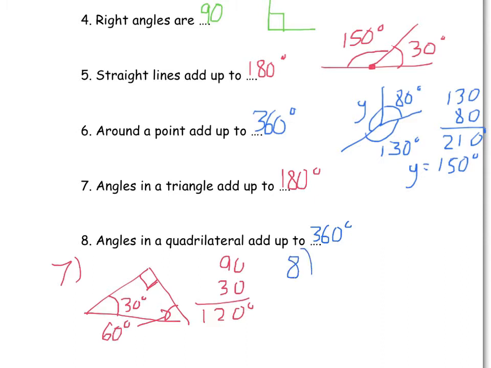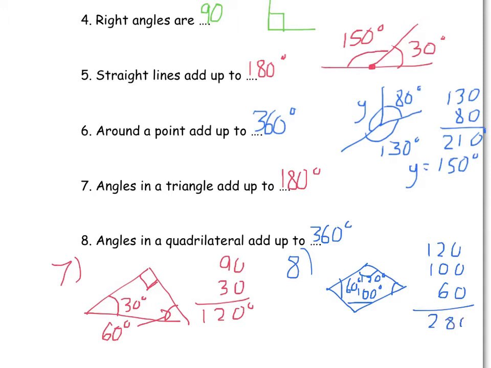And angles in a quadrilateral or a four-sided shape, we have 100, 120 and 60. What we need to do first to find this missing angle is add up our angles together, 100, 120, 60, and we get 280 degrees. And then what do we add to 280 to get to 360? Well, that is 80 degrees.